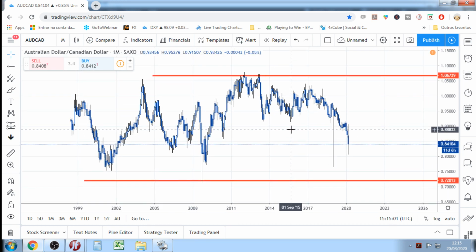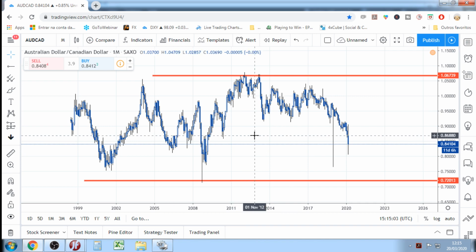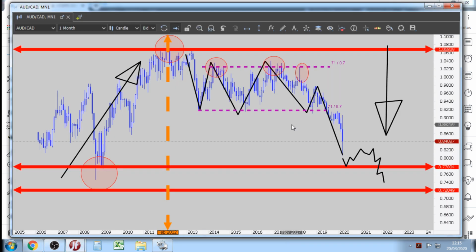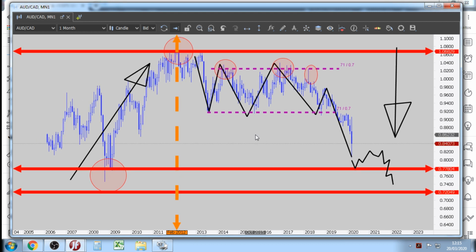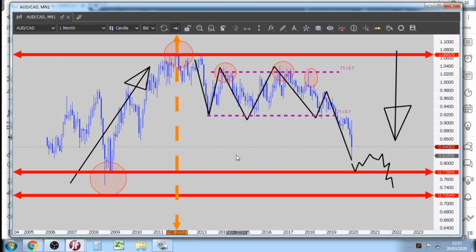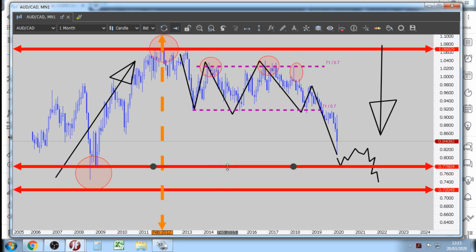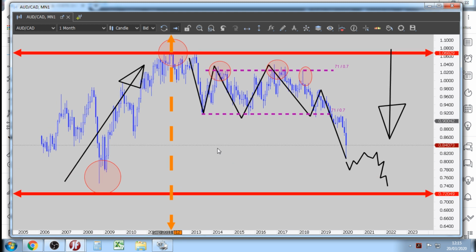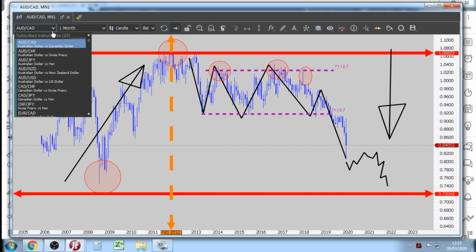Okay, and the upper band, it's 1.067, 1.067, so the upper band is okay. The upper band is okay on JForex, but the lower band is the problem. Okay, so this is AUD CAD. Let's move on to the next one.